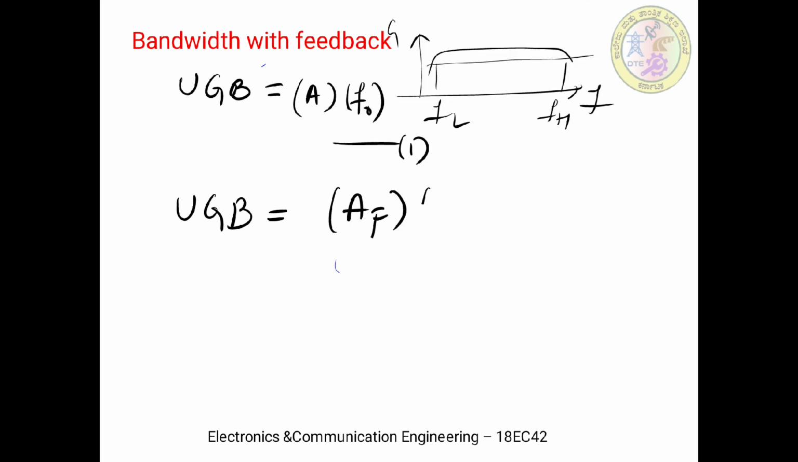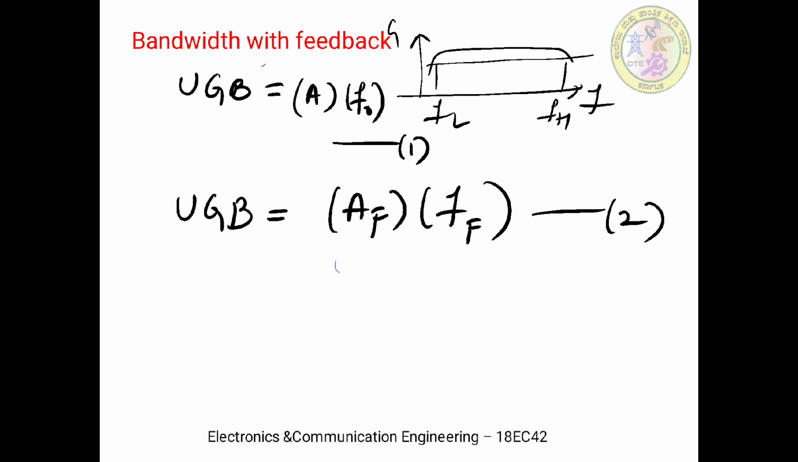AF into FF. We will call it equation 2. Assume that this is for an operational amplifier. The unity gain bandwidth is defined as A into F naught. Whereas if you connect a feedback amplifier, its unity gain bandwidth can now, in the same terms, be defined as AF into FF, where AF is the closed loop voltage gain and FF is the bandwidth of the feedback amplifier.